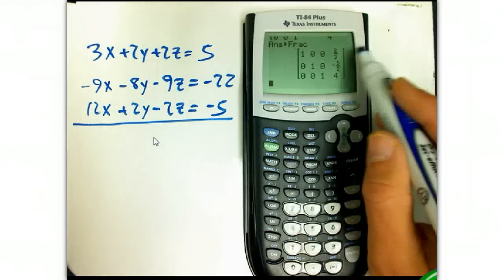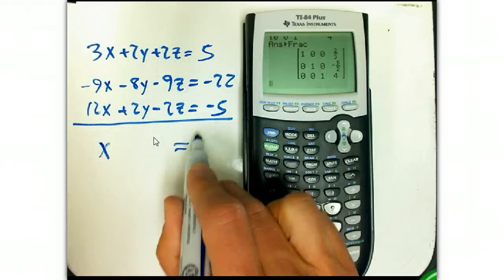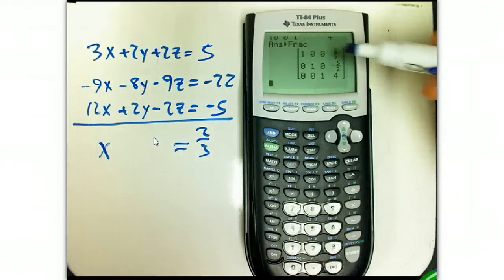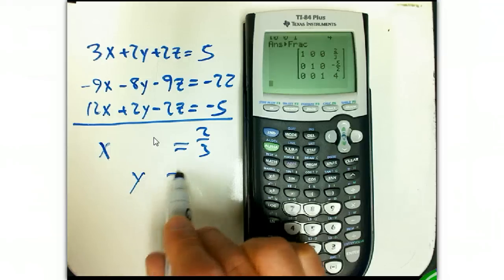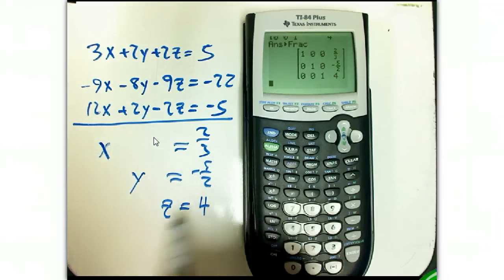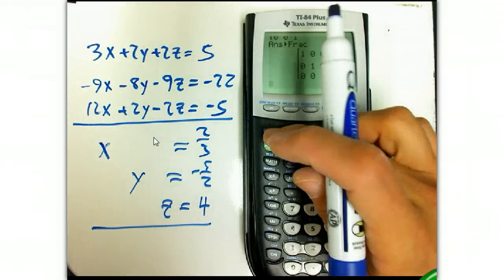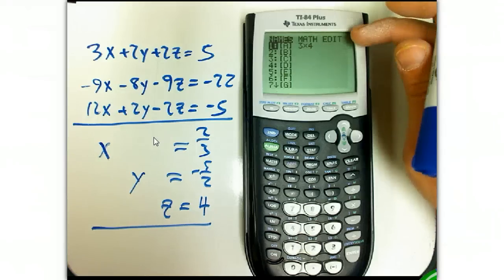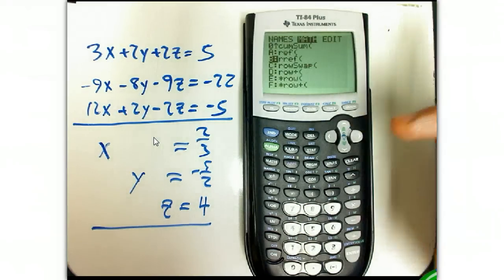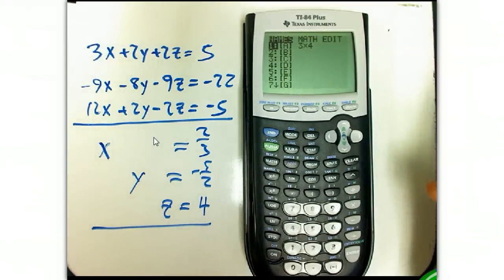This, if we just read out what those equations say, it just says, whoops, we're basically done. X equals 2/3. Or really x plus 0y plus 0z. But the whole point is that's a really good thing to have. Y equals -5/2. And z equals 4. And we're done. Okay? So you just have to know how to do second matrix, the edit, and the math, RREF, which is letter B, and then just the names, which is how you access the matrix.